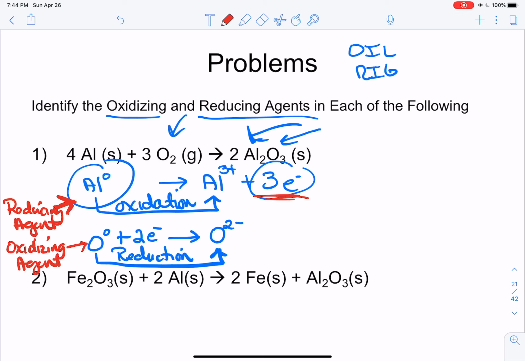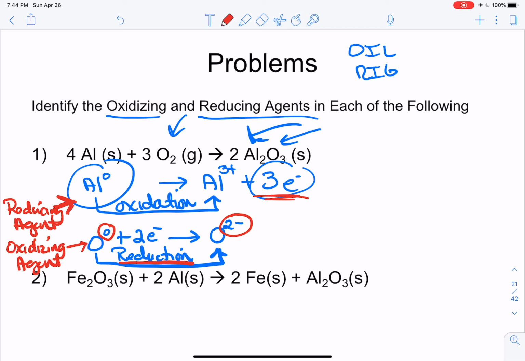Now, oxygen itself is being reduced. Its oxidation number, or for us, we can just say the charge, is going from 0 to -2. You can see that that number is being reduced. It's going down. It's gaining electrons. And because it's taking somebody else's electrons, it is causing somebody else to be oxidized. It's causing somebody else to get rid of its electrons. So it is the oxidizing agent, even though it itself is being reduced.